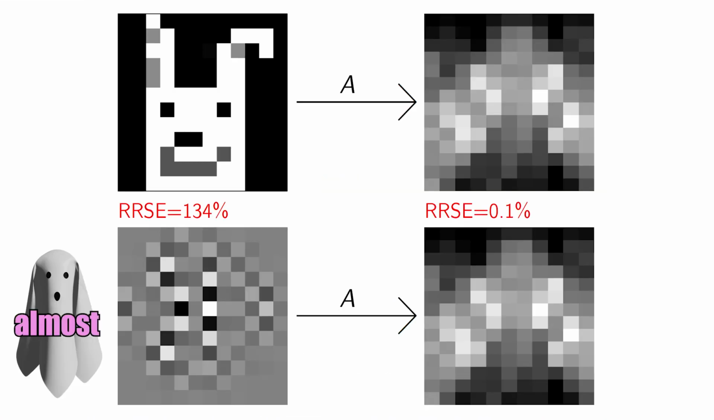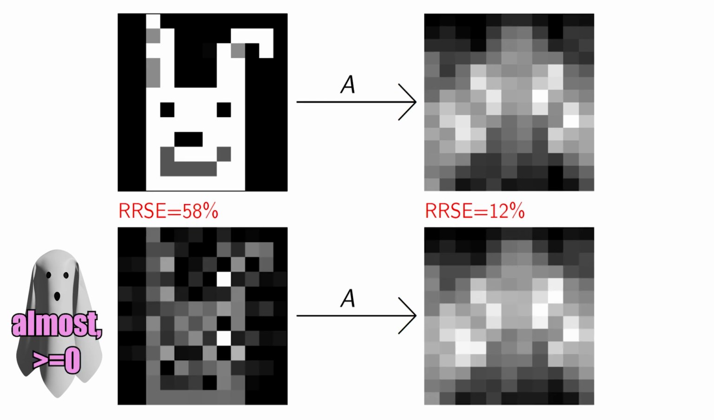Here is another example of an almost ghost. And even if we demand non-negativity from the almost ghost, there can still be several times more difference between the images compared to the difference in sinograms. This is called ill-posedness.